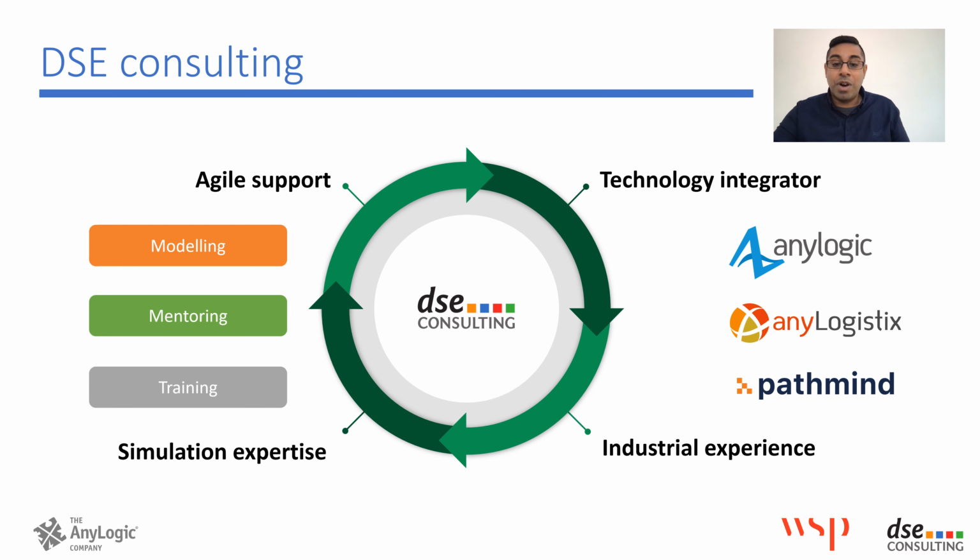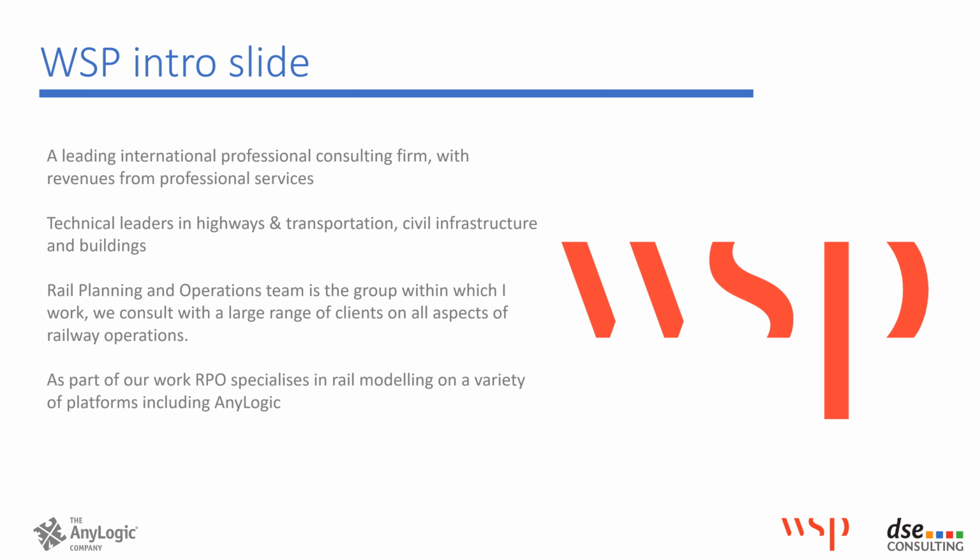Before getting into the new Rail Library features in version 8.7, I'm going to pass the mic over to our partners at WSP to introduce themselves. So yes, I'll deliver a couple of minutes on WSP itself. We're a leading international professional consulting firm, and our revenues come from professional services. So we're technical leaders in highways and transportation, civil infrastructure and buildings.